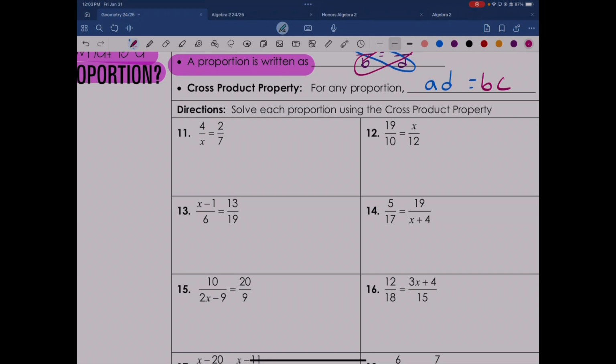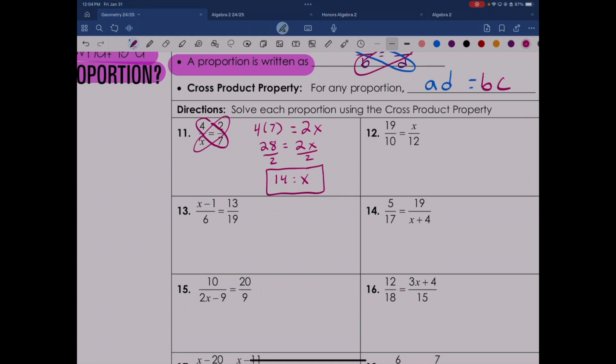So if we follow the cross product, I said A times D. So that's this way. That's going to be 4 times 7. And that's going to equal 2 times x. 4 times 7 is 28. You get 28 is equal to 2x. We want to find the value of x. So divide by 2. 28 divided by 2 is 14. So we get 14 is equal to x.